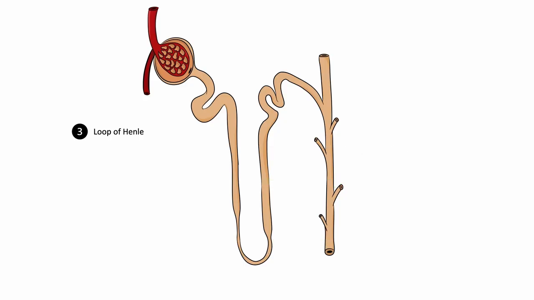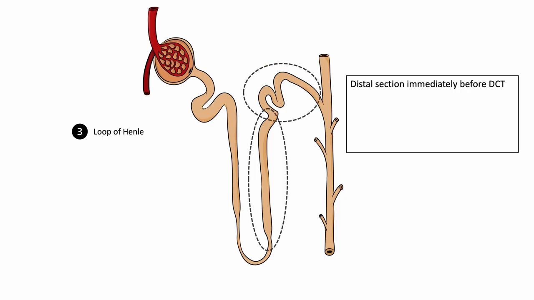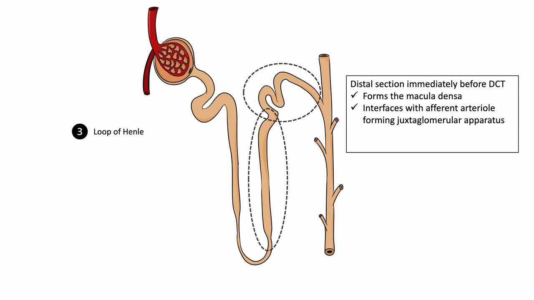The distal section of the thick ascending loop of Henle, prior to transitioning into the distal convoluted tubule, is the macula densa, which is specialized cells that interface with the afferent arteriole, forming the juxtaglomerular apparatus. The juxtaglomerular apparatus plays a key role in extracellular volume management through tubuloglomerular feedback and the renin-angiotensin-aldosterone system. Upcoming modules will cover these features in depth.